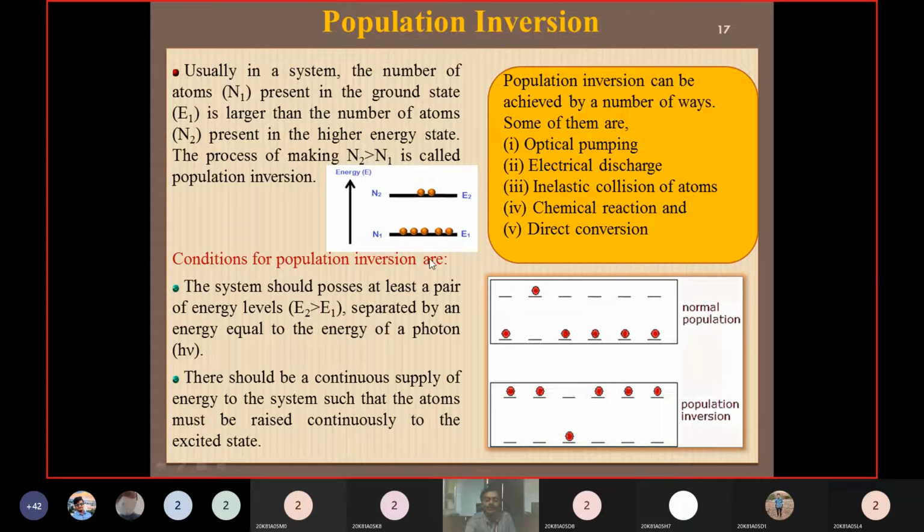So what is the condition for population inversion? Here there are two conditions. First condition is E2 greater than E1. What is the E2? You know that. E2 is the energy of this level, E1 is the energy of this level. What is this level? Excited energy state. And this is the ground energy state. Second condition, we have to supply energy continuously. So this is about the population inversion.